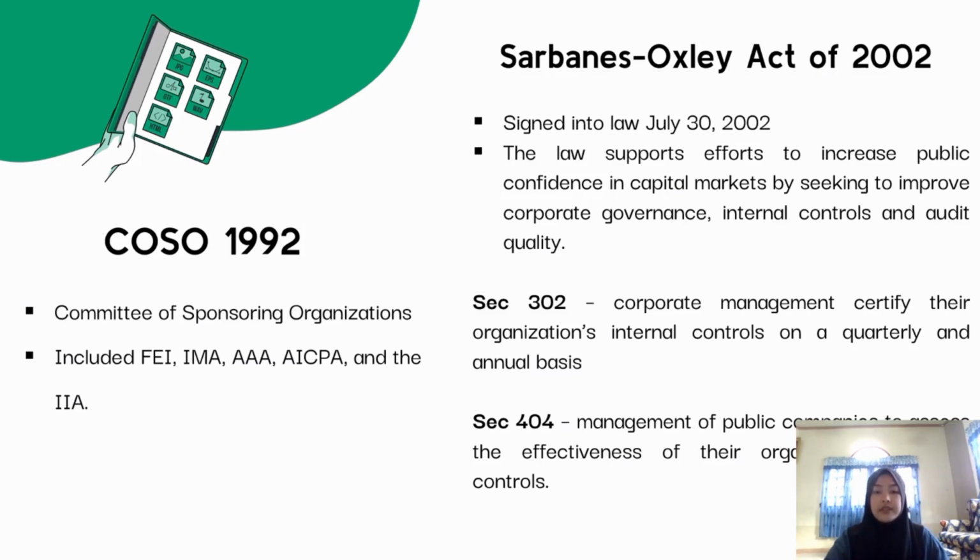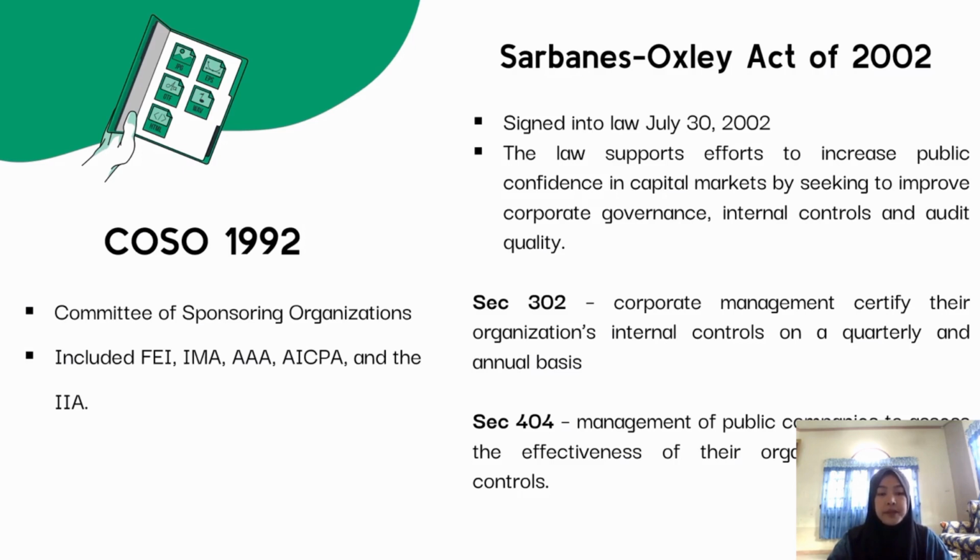Then we have the Sarbanes-Oxley Act of 2002. It was signed into law on July 30, 2002. The law supports efforts to increase public confidence in the capital market by seeking to improve corporate governance, internal controls, and audit quality. In particular, Sarbanes-Oxley requires management of public companies to implement an adequate system of internal controls over their financial reporting process. This includes control over transaction processing systems that feed data to the financial reporting systems.